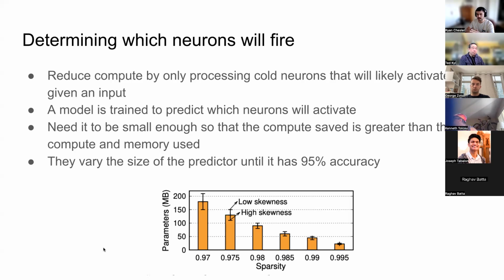They figured out that one of the important factors is sparsity. So you can see sparsity at 97 or 99.5. If a model is very, very sparse, it's easy to predict which ones are going to fire and which ones aren't. And then there's also a factor of the skewness. This is saying we always want 95% accuracy on predicting which neurons are going to fire. And at different levels of sparsity, we need a bigger model in order to hit that accuracy level. So if you have 97% sparsity, you need a model that's almost 200 megabytes.